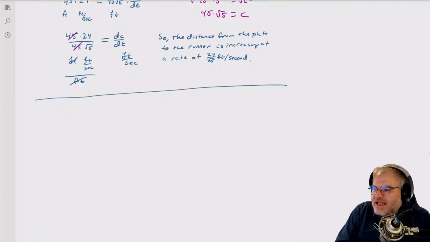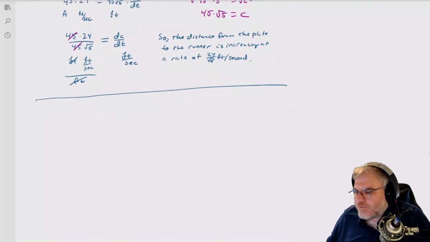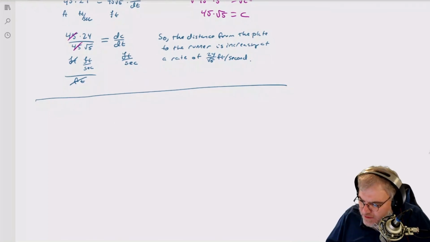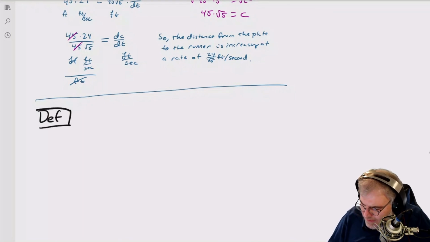All right, we have one last thing for tonight, and that's the formula for the linearization. All right, so this is a definition. We should say that this is completely different.